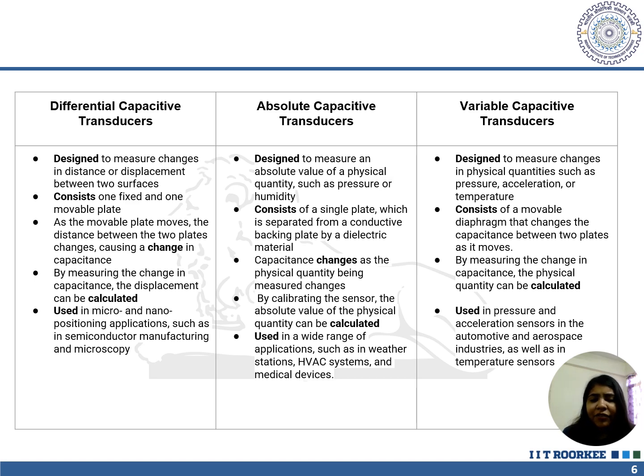So they have different applications in various fields. Differential capacitive transducers have their applications in micro and nano positioning in semiconductor manufacturing and microscopy. The absolute capacitive transducers find their applications in weather stations, HVAC systems, medical devices, etc. The variable capacitive transducers are used as pressure and acceleration sensors in the automotive and aerospace industries, as well as in temperature sensors.